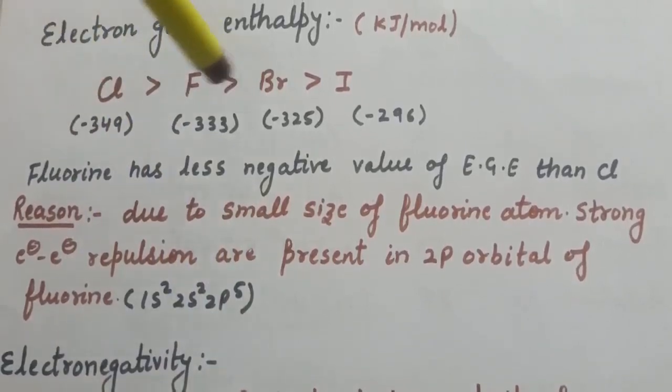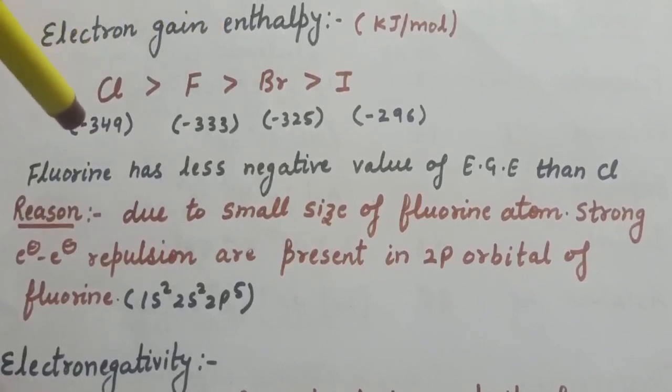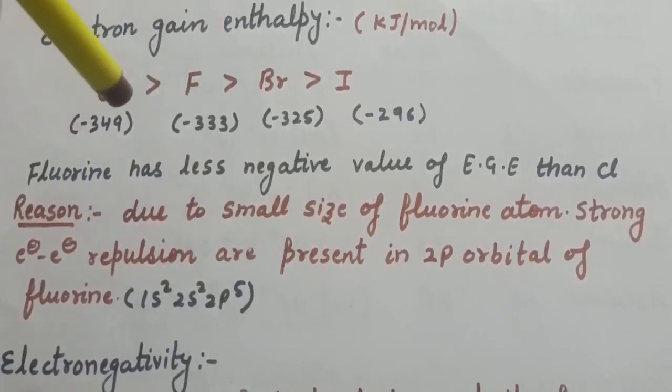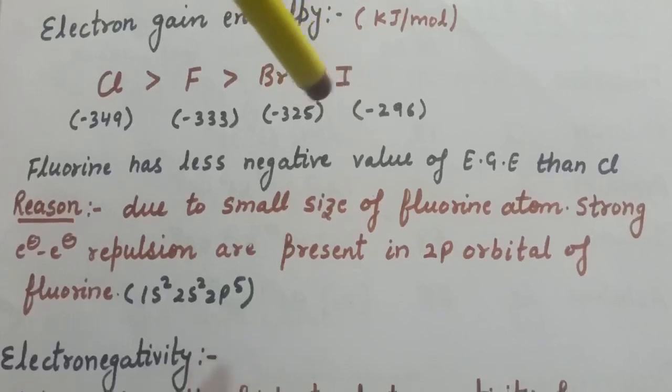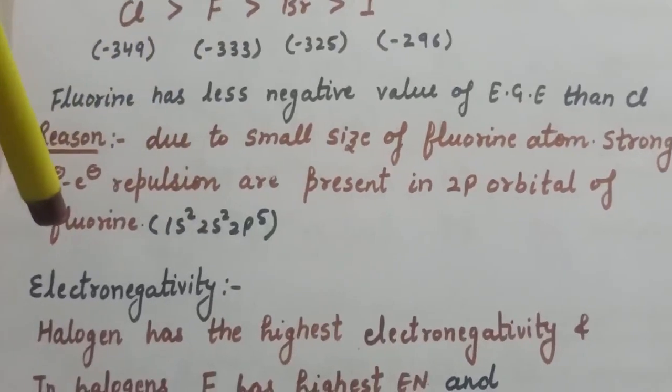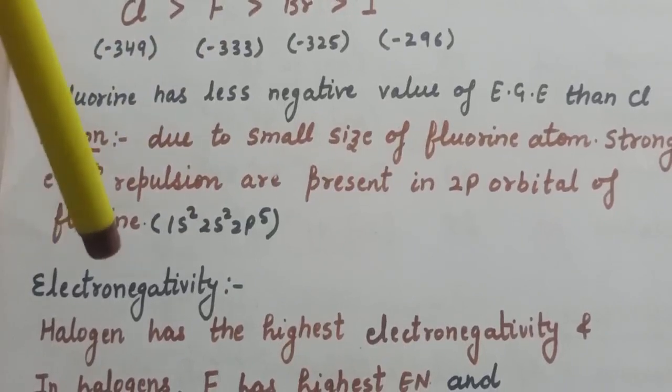So this is the trend of electron gain enthalpy. Chlorine has the maximum negative value of electron gain enthalpy, and iodine has the least negative electron gain enthalpy. Next property is electronegativity.